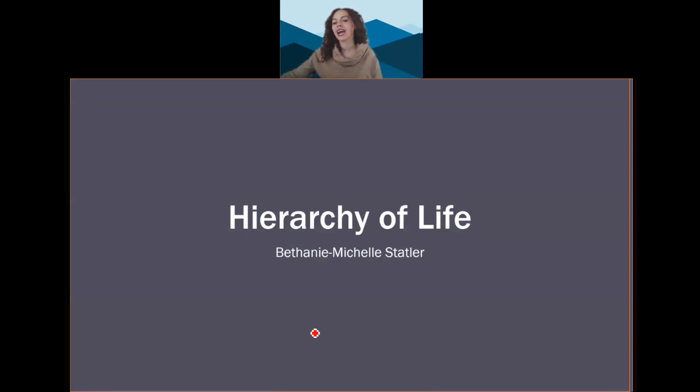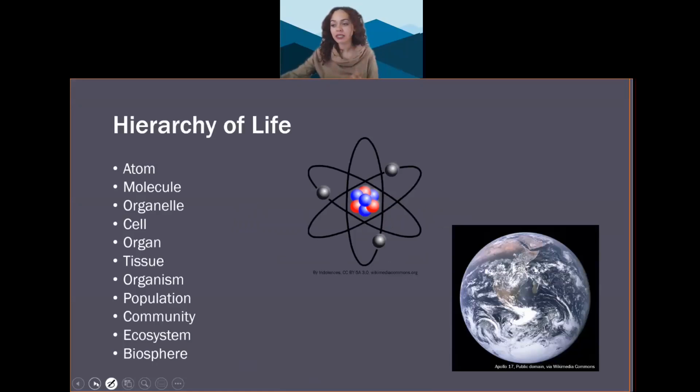Today's topic is the hierarchy of life. That is how life is organized. We're going to start with the tiny atoms that make up any piece of matter and end with the most inclusive level, the biosphere, which includes all living and non-living things on the entire Earth. The hierarchy of life is how biologists organize different levels of life based on how complex they are.